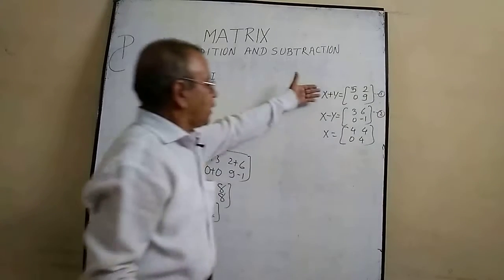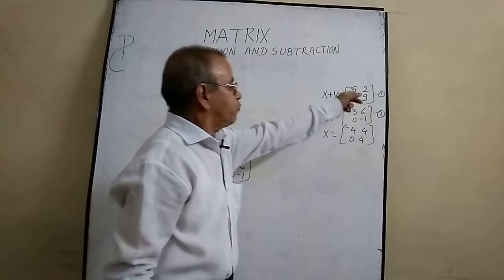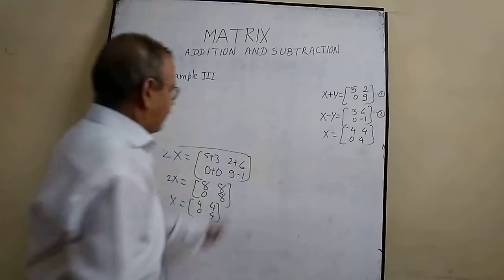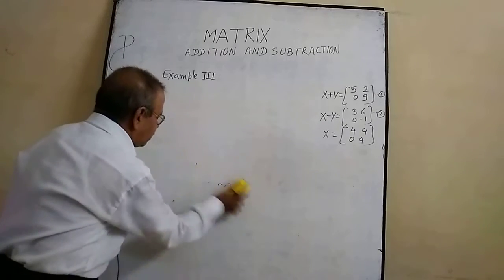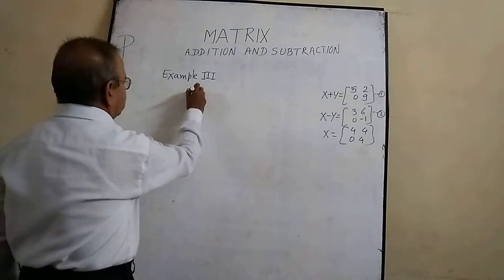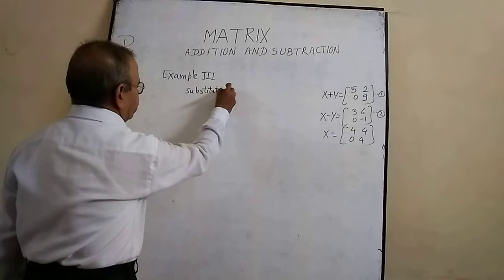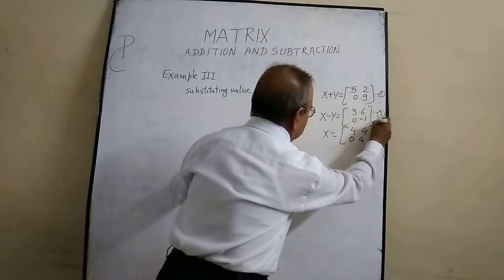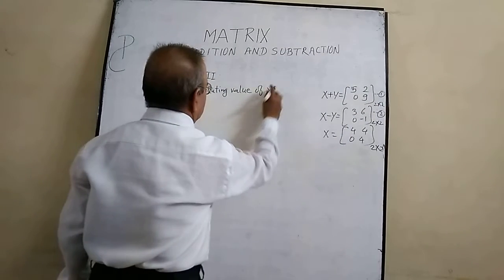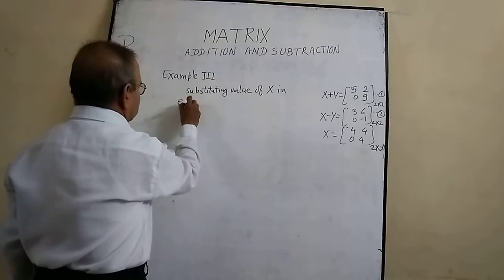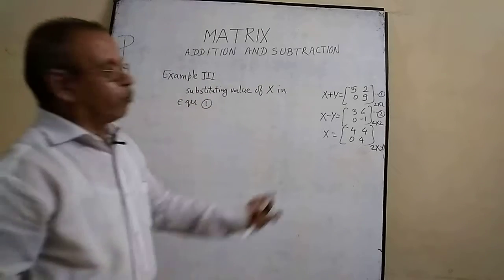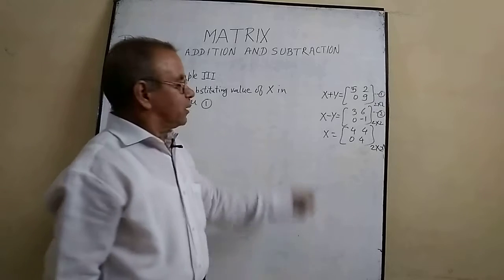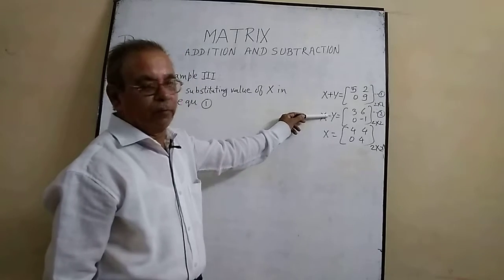Now friends, actually these are our two equations, X plus Y and X minus Y: [5, 2; 0, 9] and [3, 6; 0, -1]. With the help of these two equations, I just found the value of X like this. Now after that, we solve further by substituting the value of X, whose order is 2 by 2, in equation 1. I prefer equation 1 because both terms are positive. If we are interested in the second equation, there is no problem, but the negative sign may create some problem.